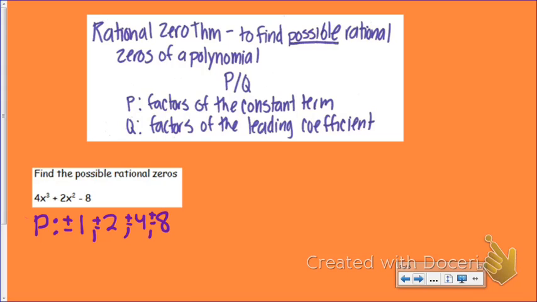So now we're going to find the factors of q. Those are the factors of the leading coefficient. So that would be plus or minus 1, plus or minus 2, and plus or minus 4. Again, it's still positive and negative because a negative 1 times a negative 4 would still give me a positive 4.